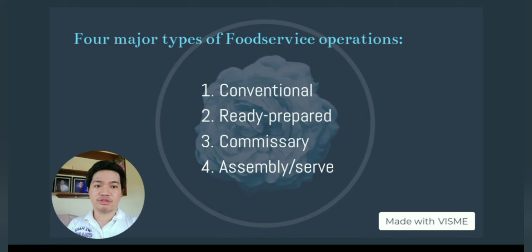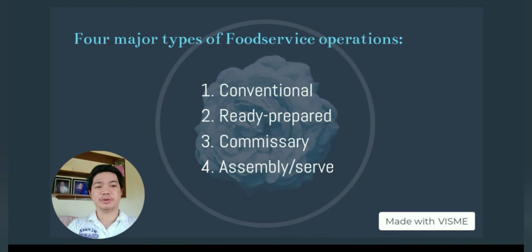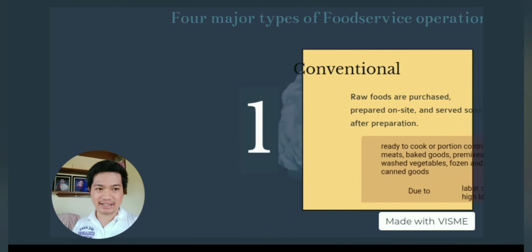We also have four major types of food service operation. We will discuss the four in detail. We have conventional, ready-prepared, commissary, and assembly serve. Let's first discuss conventional.